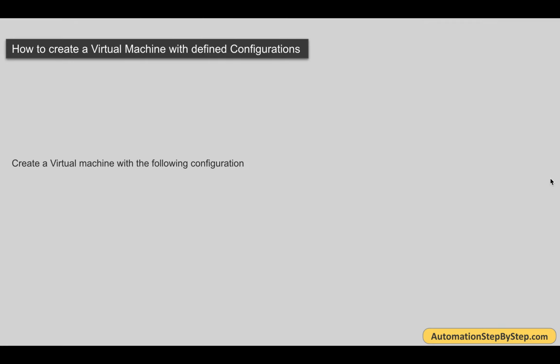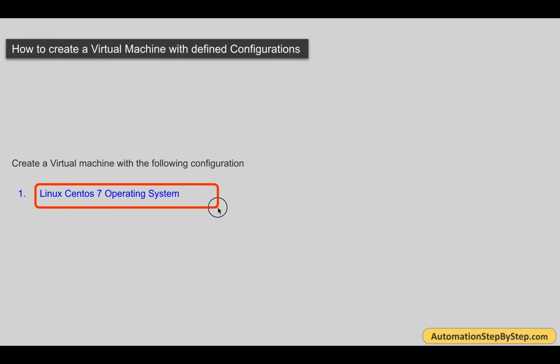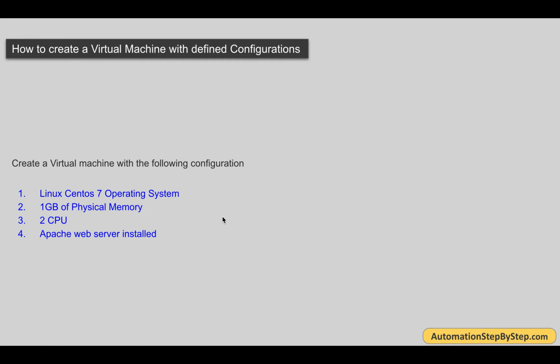Let us say we get a requirement to create a virtual machine with a specific configuration. Let us say we are asked to create a virtual machine running a Linux CentOS operating system, and it should have 1 GB of physical memory, it should have 2 processors, and should have Apache web server installed, and it should also forward port number 80 of the virtual machine to port 8080 of the host machine, and there should also be a folder shared between the host machine and the virtual machine.